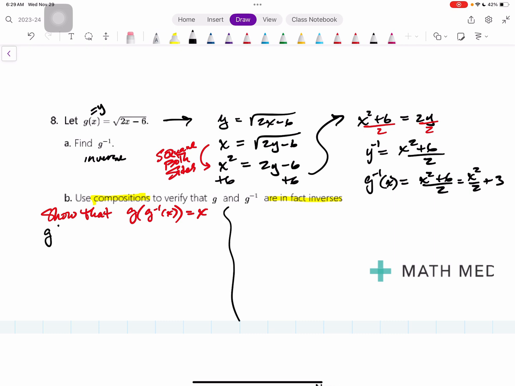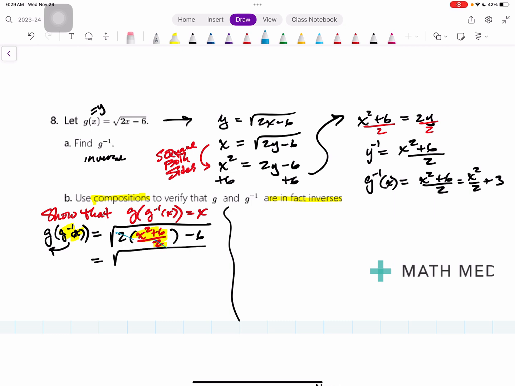So I start off with G of G inverse. So I got to substitute in G inverse and G. I got to substitute this way, starting with the inner function right here. So if my function G here is the square root function, it's the square root of 2 times whatever x is minus 6. So I substitute in the inverse, which is x squared plus 6 divided by 2. So notice that I just substitute in the inverse into G. Do a little simplifying.